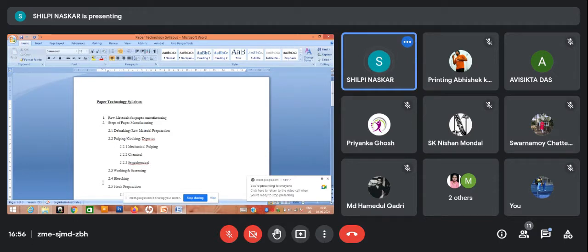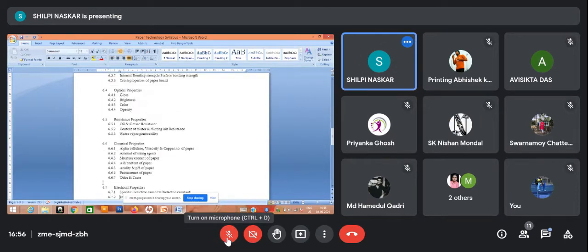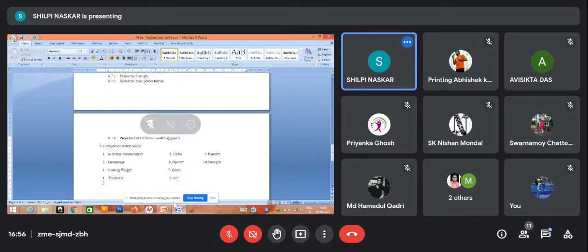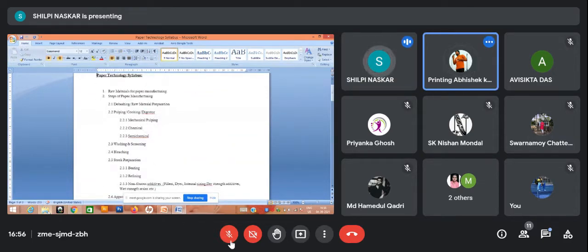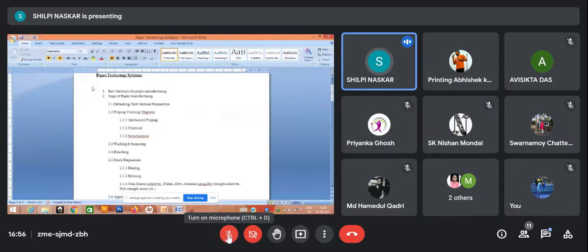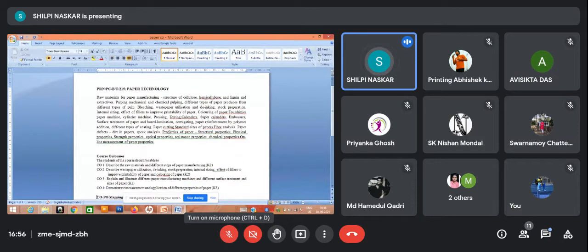Are you acquainted with these CO and PO terms? No, ma'am. Course outcome and program outcome. Okay, see, our syllabus is divided into COs and POs. These four COs, can you see this? CO 1, 2, 3, 4. Yes, ma'am. The syllabus is divided into these four COs for my subject, the paper technology subject.